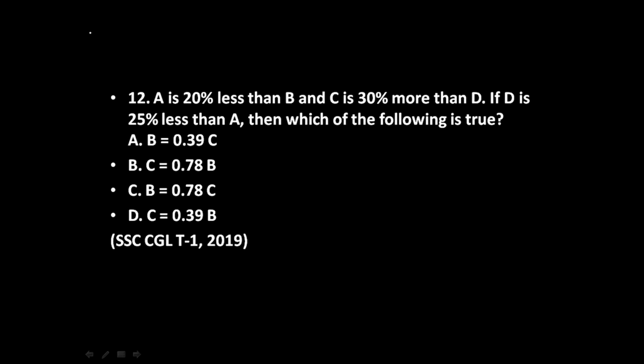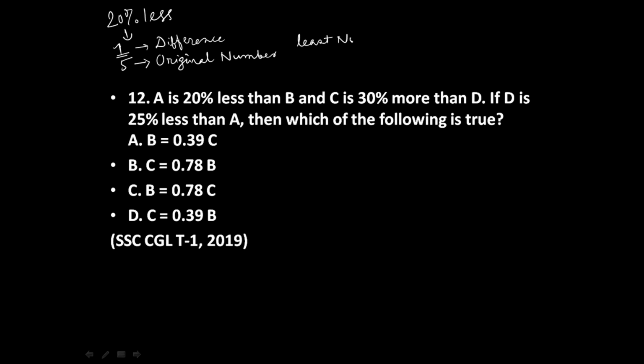Look, you have to clear a concept here, that when there is a less there, 20% less. What does 20% mean? 1 by 5. So less means if the actual or original number is 5, then the difference is 1. Difference. Okay. So the lesser number is 5 minus 1, which is equal to 4.